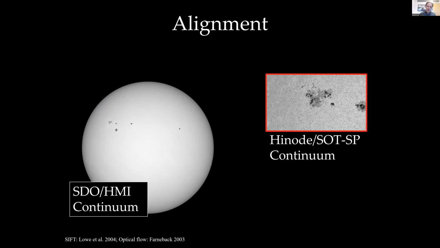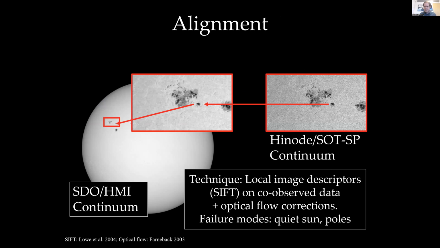And so there's HMI, this is the continuum image. There's Hinode, which here's a continuum image from it as well. And we can use standard computer vision techniques to line things up and then do stuff like optical flow to correct for the solar evolution that takes place as the SP data gets captured. And this technique works quite well.